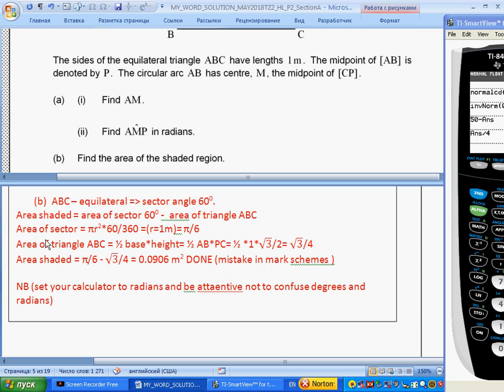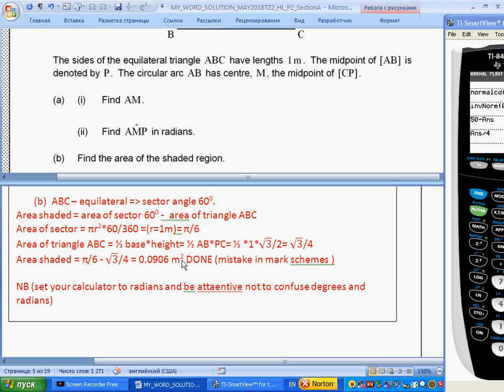Okay. So the area of the sector will be pi r squared times 60 degrees over 360. As a fraction of the whole circle's area, we get pi over 6. The area of the triangle can be found as half base times height. So we have all this information, so we're getting this answer. The answer is different from the mark scheme because I think they made a mistake in the calculation.